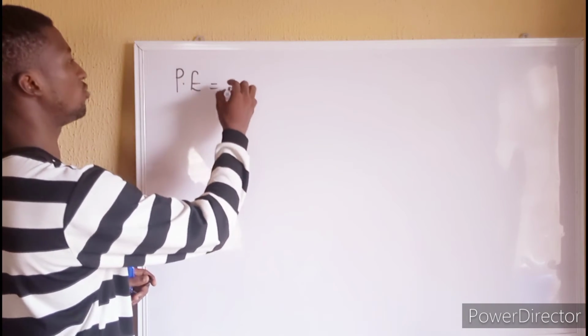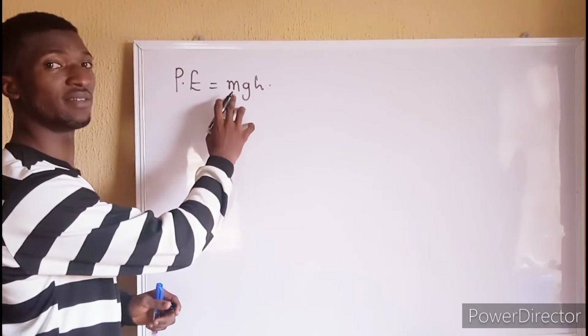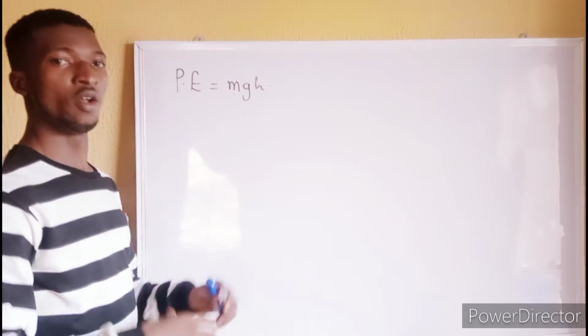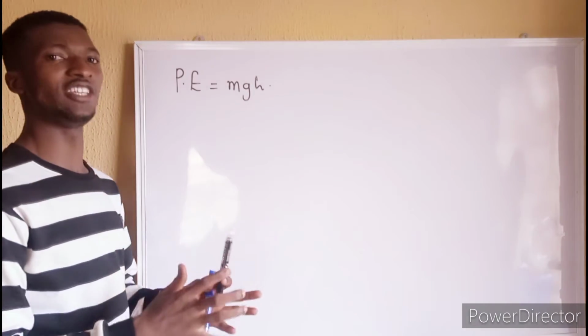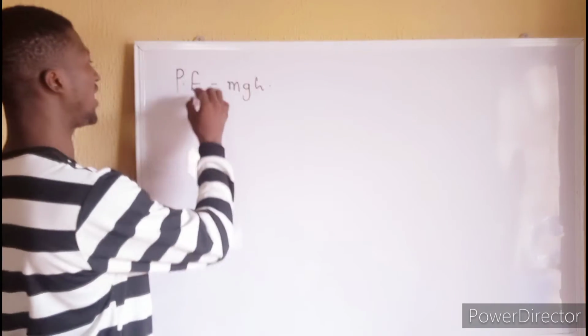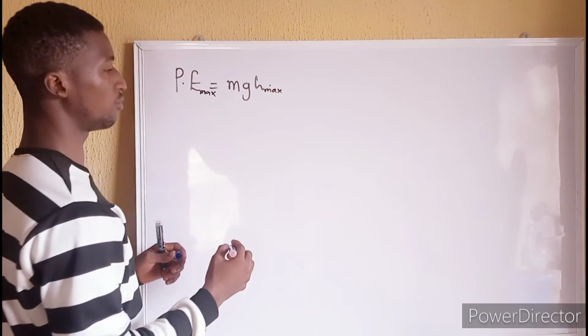Potential energy is given as mgh, where m is the mass, g is the acceleration due to gravity, and h is the height. When this potential energy alone is responsible for the energy transfer, we say that our potential energy is maximum and our height here is maximum.